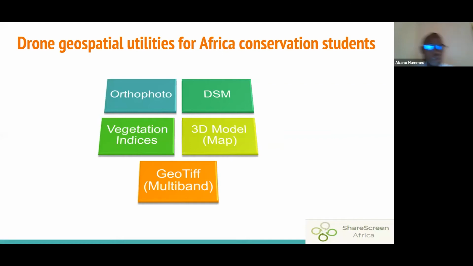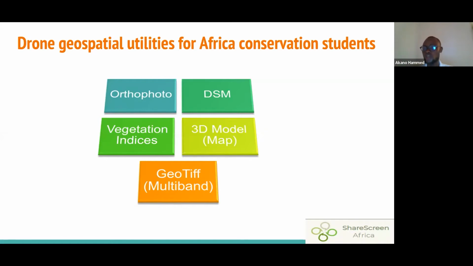Then the next thing that we move on to is drones as geospatial utilities for we African conservation students. So what are the utilities that we can get from the drone? One of the things we can get from a drone is an orthophoto. An orthophoto is just an image you have when you fly your drone.